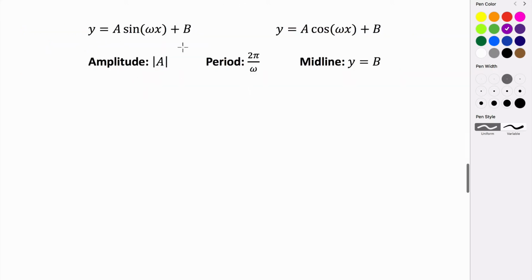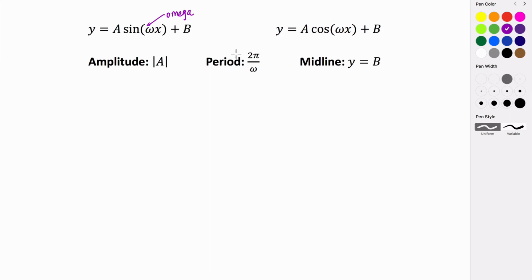So if we're given these general equations, y equals a times the sine of omega (this is the Greek letter omega) x plus b, or y equals a times the cosine of omega x plus b, we can find the amplitude, period, and midline in this fashion. The amplitude is just the absolute value of the leading coefficient a. The reason it's the absolute value is that amplitude is a distance, and distance is always going to be a positive value.